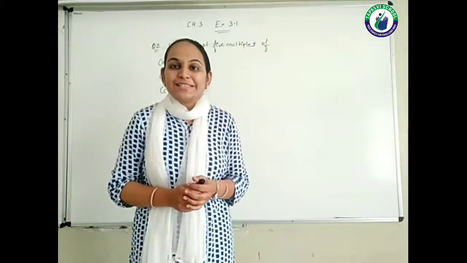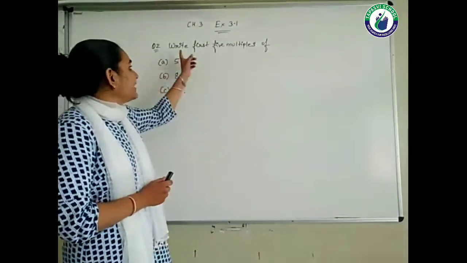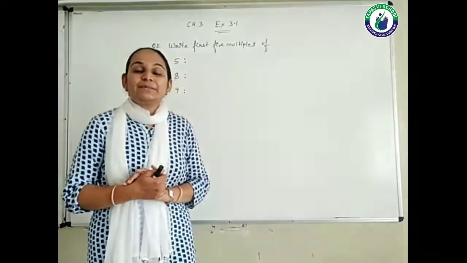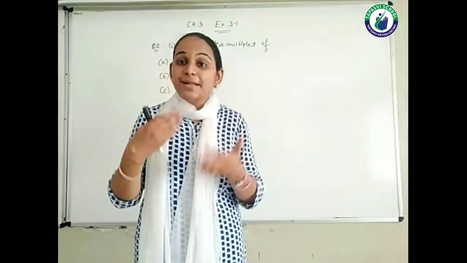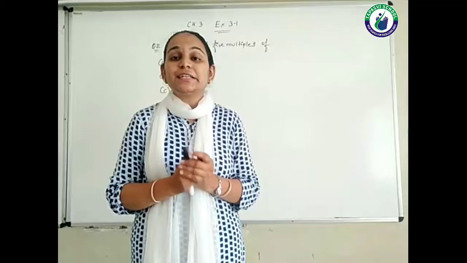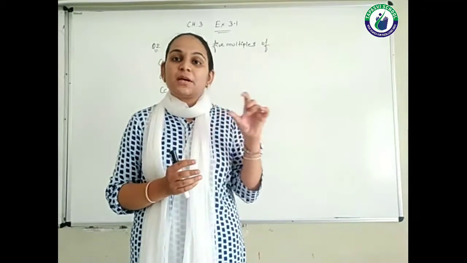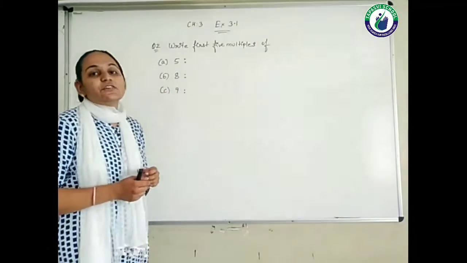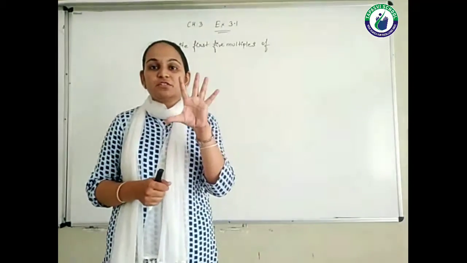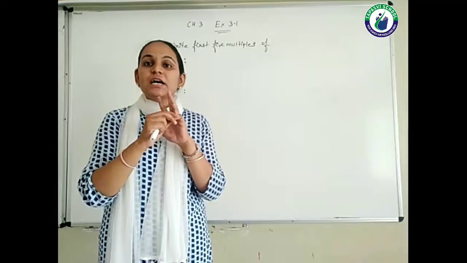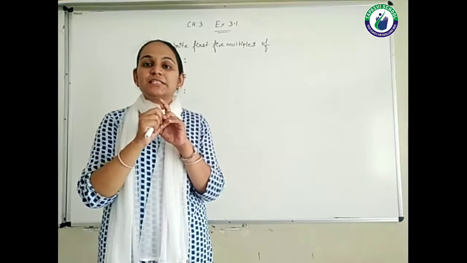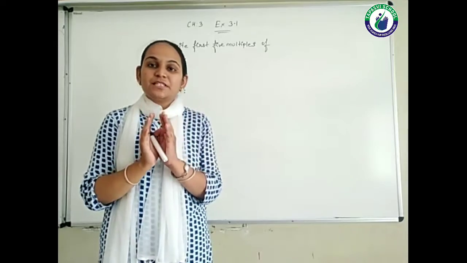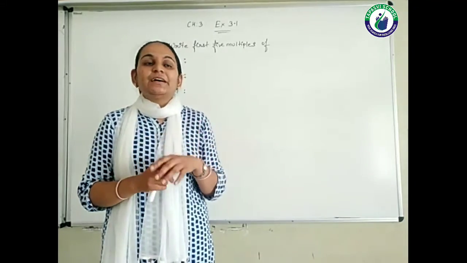Okay students, now let's see the second question, that is write first 5 multiples of, right? That means here we need to write the multiples, means here we need to write the table of the specific number, right? So let's begin here. First number is 5. So we have to write first 5. That means 5 ones are, 5 twos are, 5 threes are, 5 fours are, and 5 fives are, right? Whatever has been said, we have to follow it only, right?